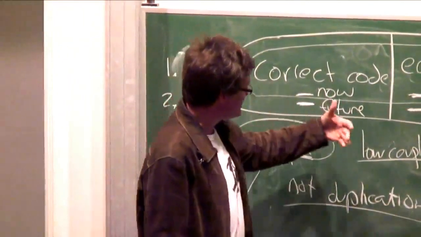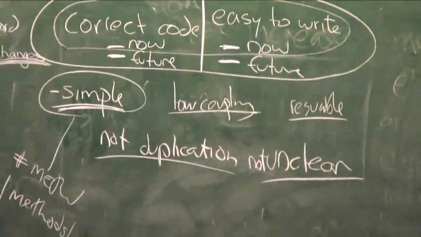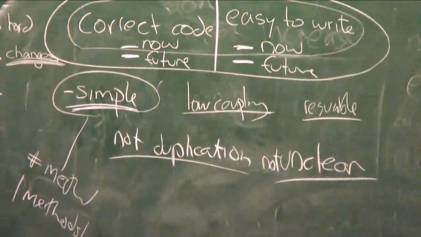We want our code to be simple, we want it to have low coupling, we want it to be reusable, we want it to not have duplication, and we want it to be clear. Okay. So they're going to be our objectives.